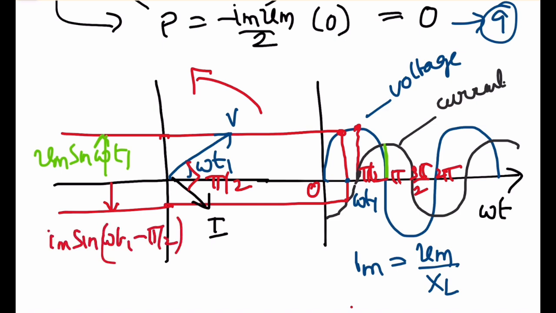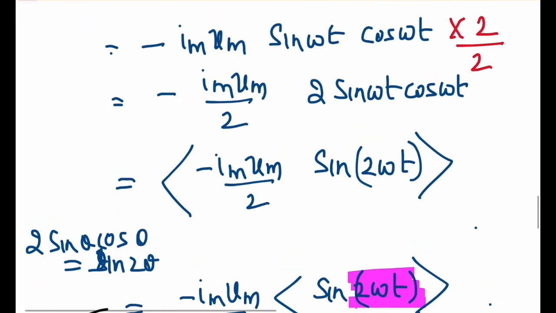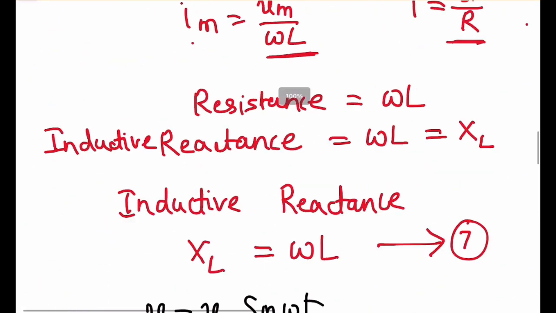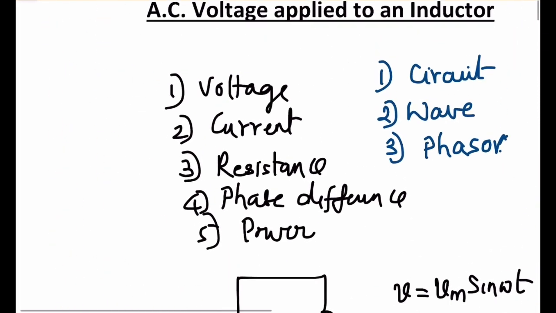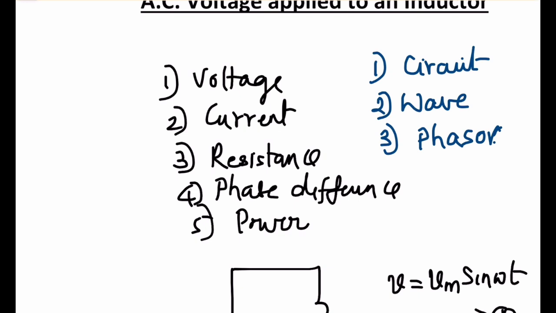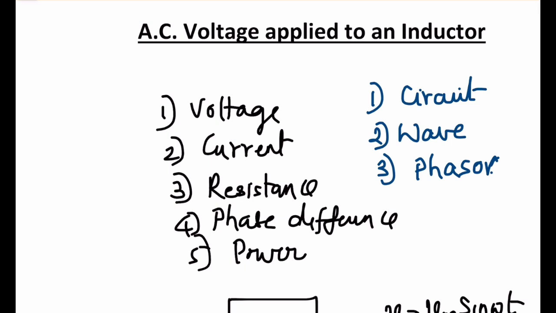Shall we go up and have one round of all the equations just for our revision? First, in the introduction I told you we need to write 5 equations for each and every circuit: voltage equation, current equation, resistance value, phase difference between voltage and current, and power equation. And the figures we have to draw are the circuit diagram, wave diagram, and phasor diagram. Now we have done everything. All 5 points are over, and all three figures are also over. Now let's go one by one.